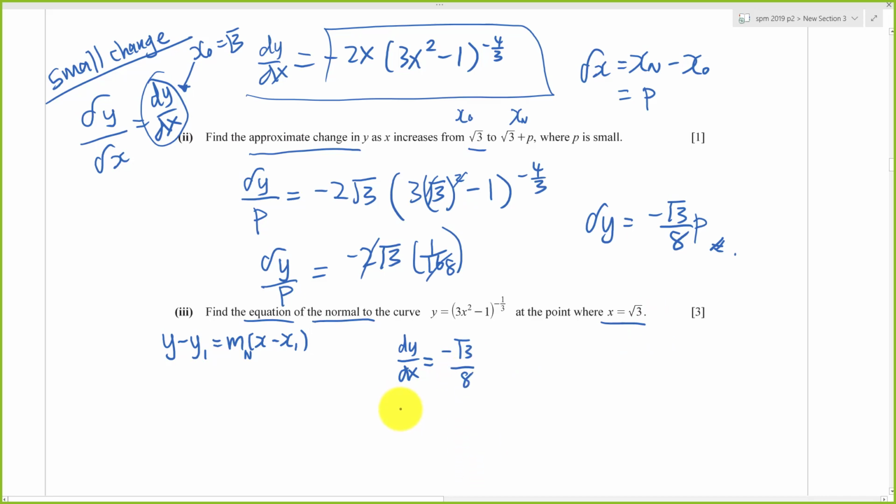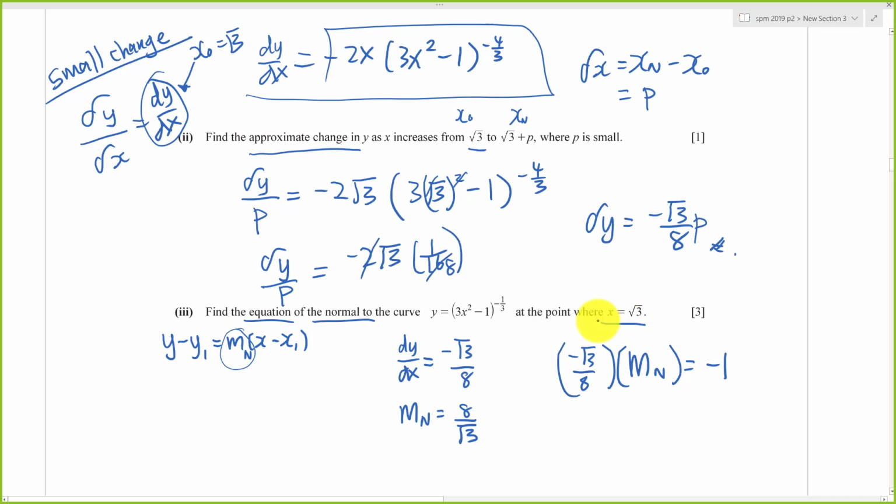Right, then I want to get the gradient of the normal, or m2. So I will flip this over and add a negative, so it will be 8 over square root 3. If you don't know how you get it, you can do m1 multiply m2 equals to -1. By solving this, you will get the gradient of the normal is equal to 8 over square root 3. Now you have the gradient of the normal, so you have solved that part already.